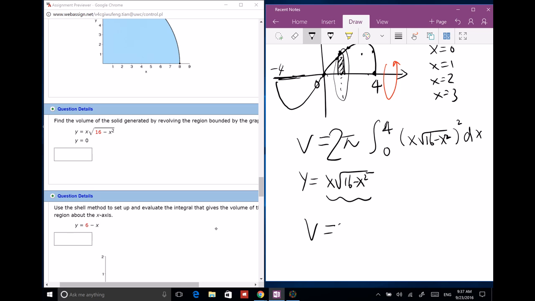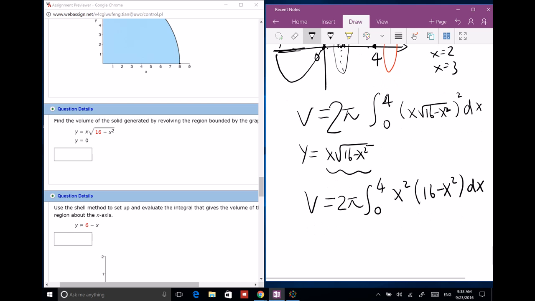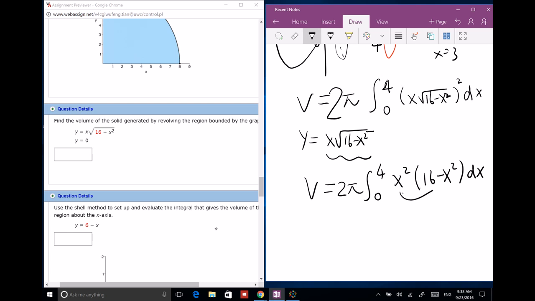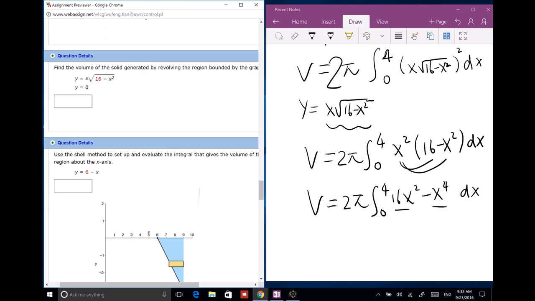So the final answer is 2 pi from 0 to 4 of x squared. Square on the x is squared, square and square root cancel out. So 16 minus x squared dx. What you need to do next is just distribute this to V equals 2 pi from 0 to 4, 16x squared minus x to the power 4 dx. Well, then this is a polynomial function. You just add 1 to the power and divide by the new power. Okay?